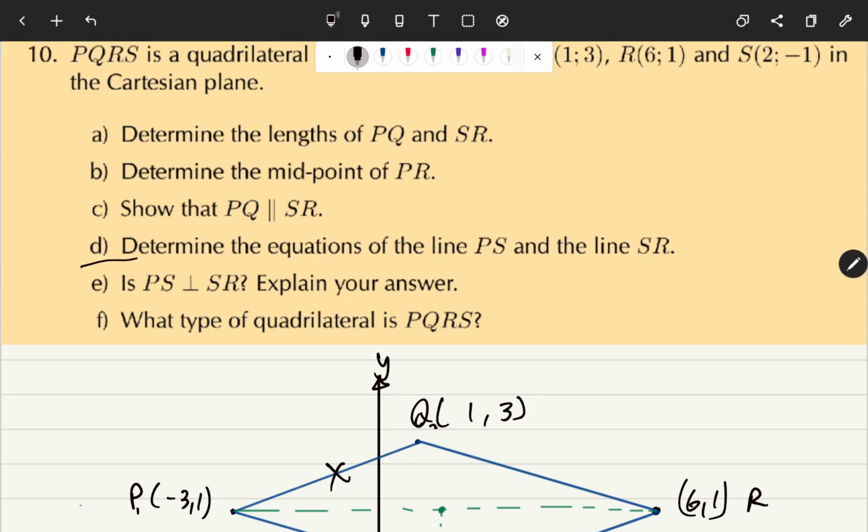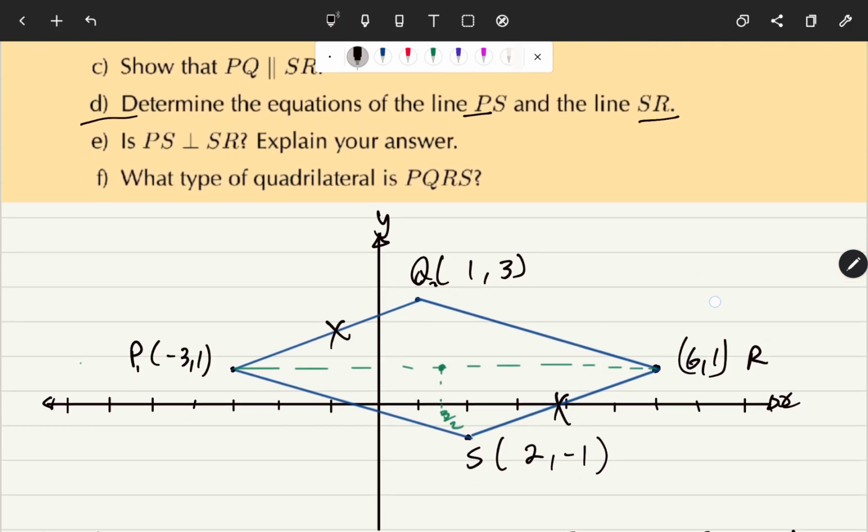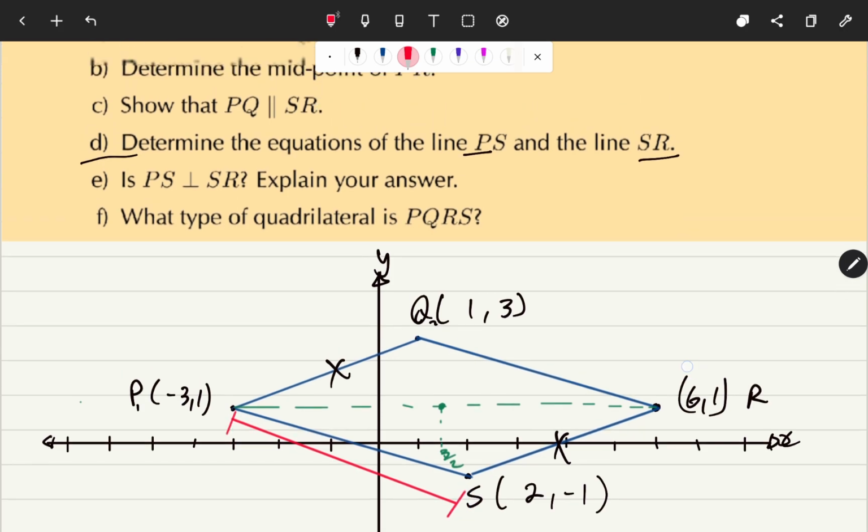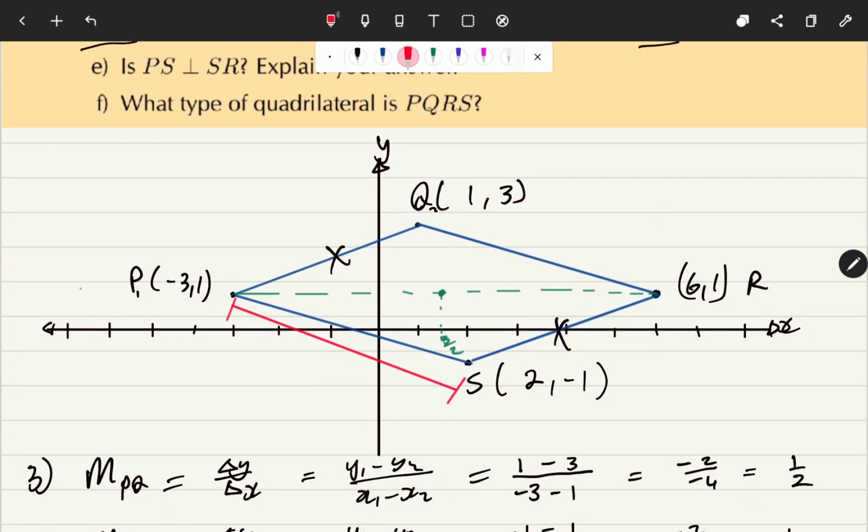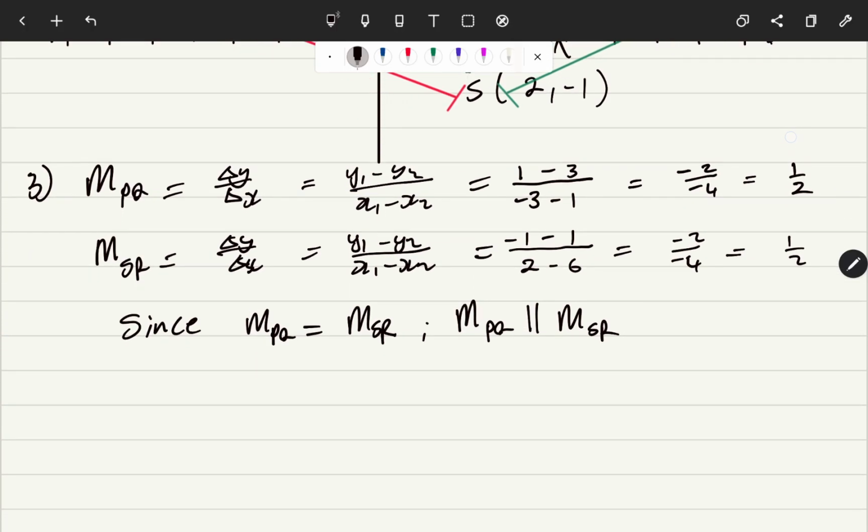Now this question says determine the equations of the lines PS and SR. Where's PS? This line right here, that's PS. What about the other one? SR is right here. Since from the previous questions I have the gradient for SR, I'm going to start with SR.